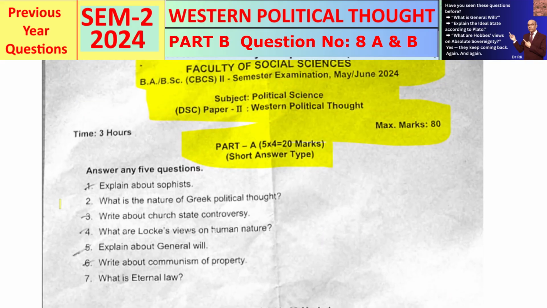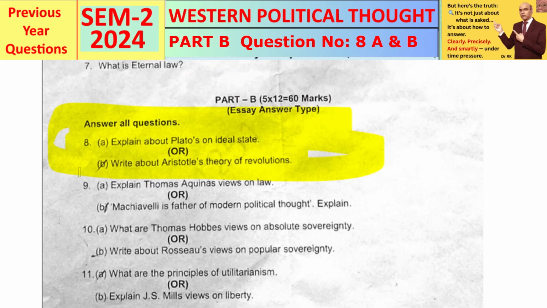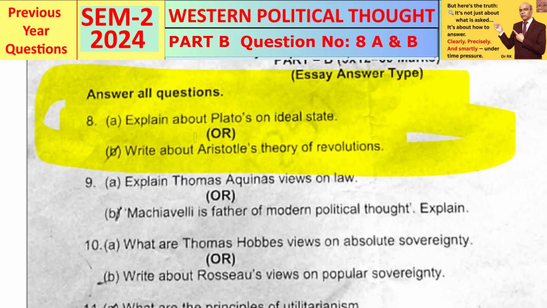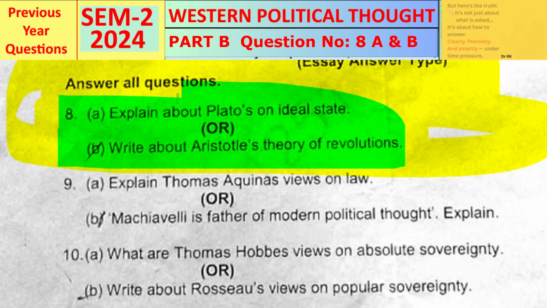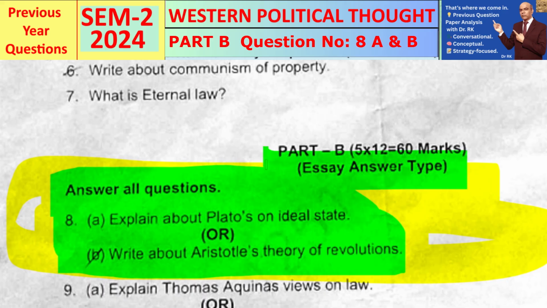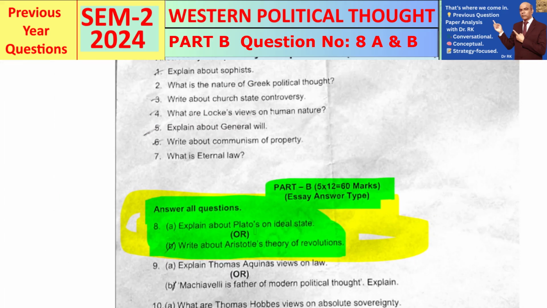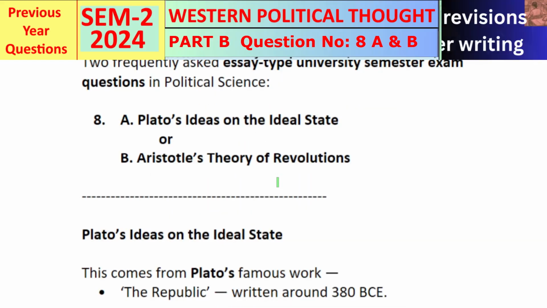Today, we are tackling one of those classic either-or questions that shows up in political science semester exams. So here we have question number 8 from a previous year university semester exam paper. You are usually asked to write an essay on either Plato's ideas on the ideal state or Aristotle's theory of revolutions. These are long answer essay type questions, so it's not just about definitions, it's about structure, depth, examples, and original insight. Let's break down both options.